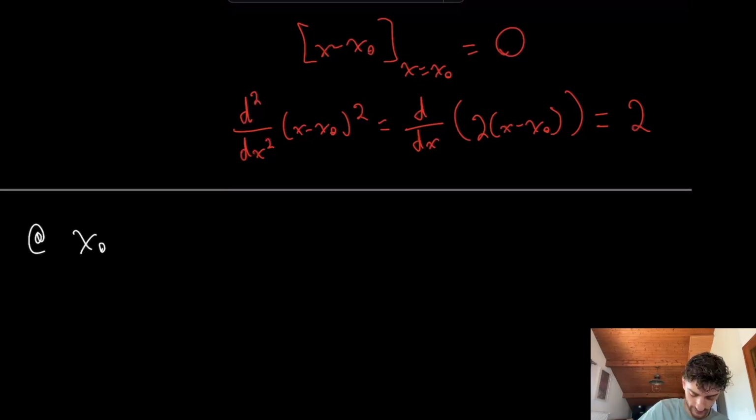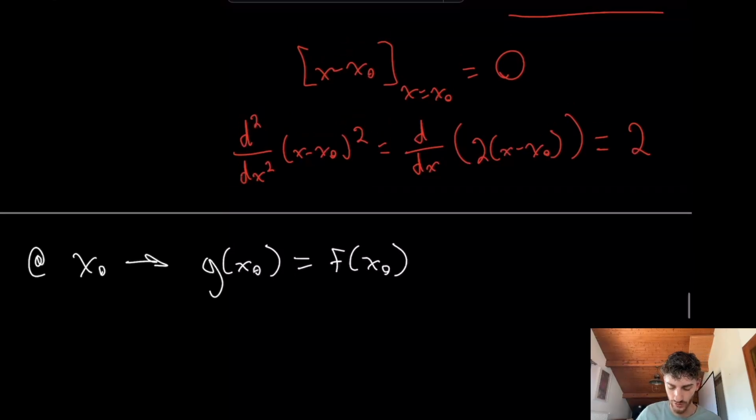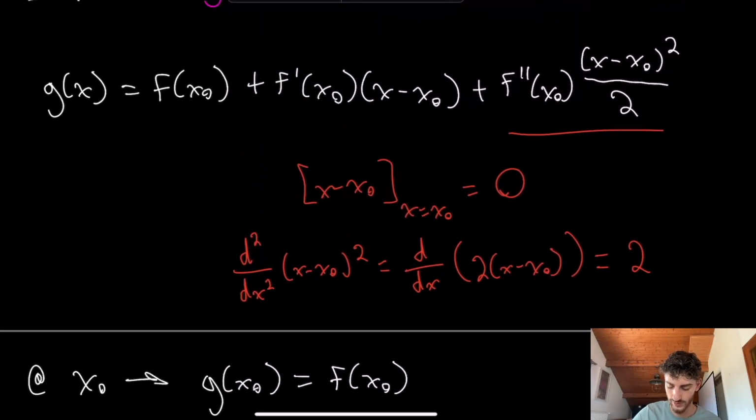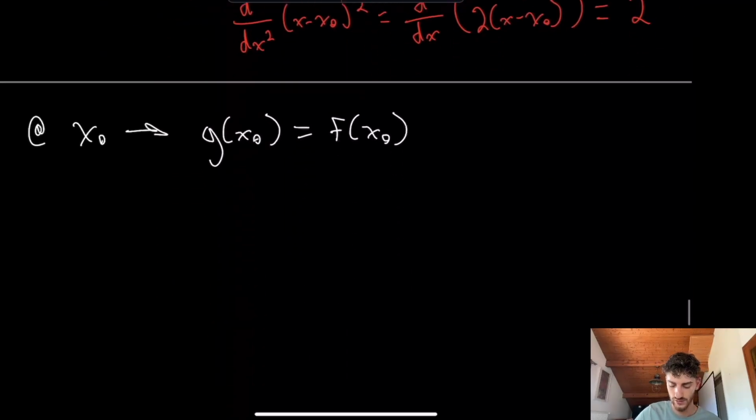So at x naught, let's see what we got. First of all, g at x naught equals f at x naught. Okay, we know that because I already went through it. Put x naught here, it's 0, that's 0. All you're left with is this. So that matches. Okay, that's good. Let's put a green check mark.